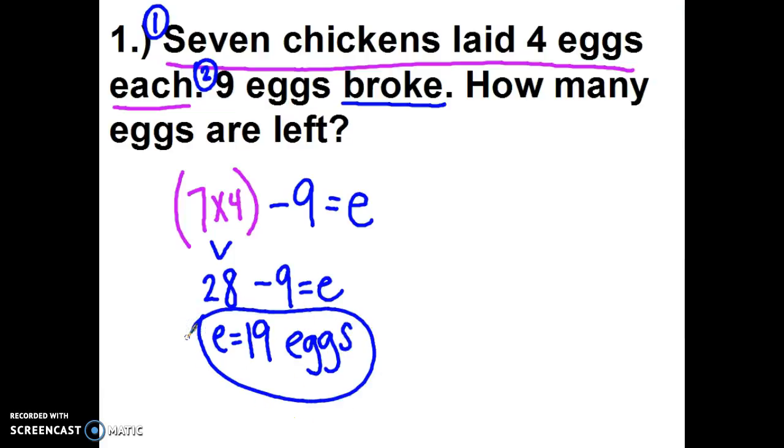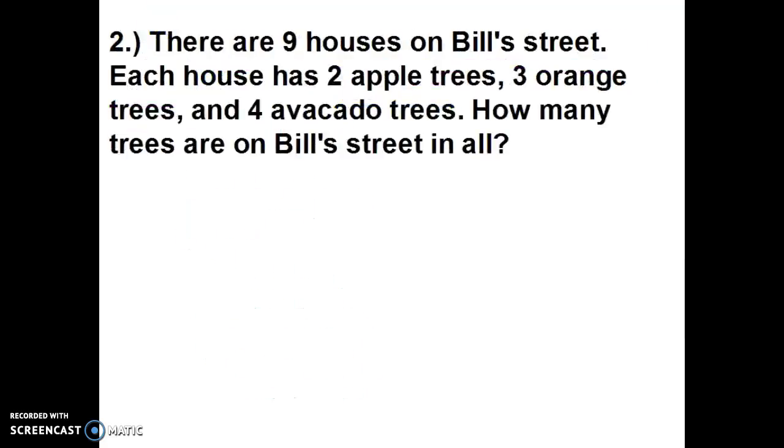There we go. Let's look at number 2. There are 9 houses on Bill's street. Each house has 2 apple trees, 3 orange trees, and 4 avocado trees. How many trees are on Bill's street in all? Okay. There are 9 houses on Bill's street. Each house, this looks important to me, each house has 2 apple trees, 3 orange trees, and 4 avocado trees.